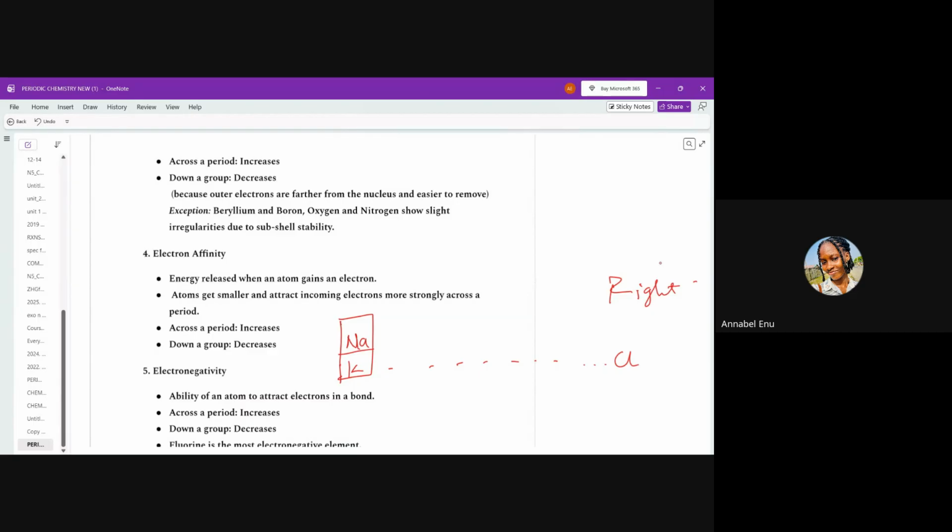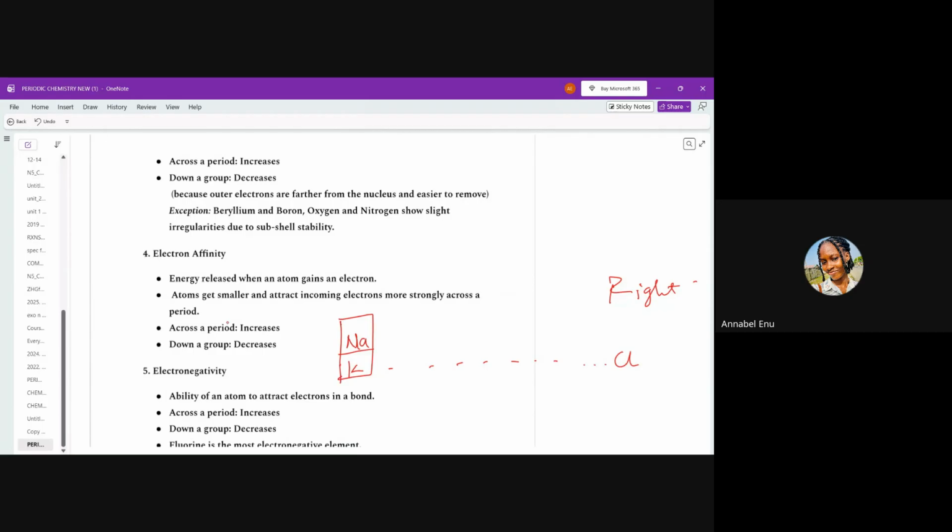Now, metals rather are the ones that donate. So they don't attract electrons. Instead, they tend to give off, while non-metals are the ones that attract electrons, and so that's why they will be accepting. That's why they acquire a negative charge. So that is why electron affinity will increase as you go across the period, and it will decrease down the group.